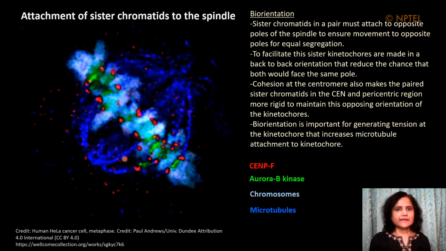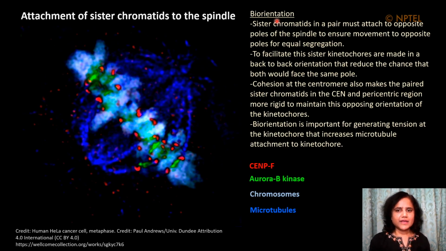So to facilitate this, the sister kinetochores are assembled in a back-to-back orientation that reduces the chance that both of the sister kinetochores will face the same pole. And the cohesion at the centromere also makes the paired sister chromatids at the centromeric and pericentric regions more rigid to maintain this opposing orientation of the kinetochores.